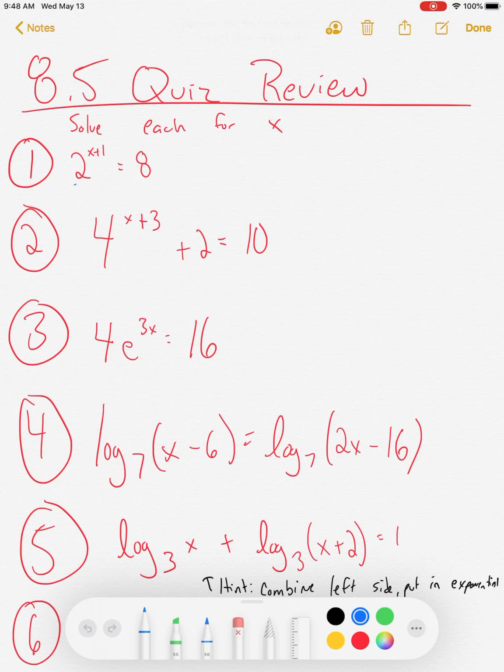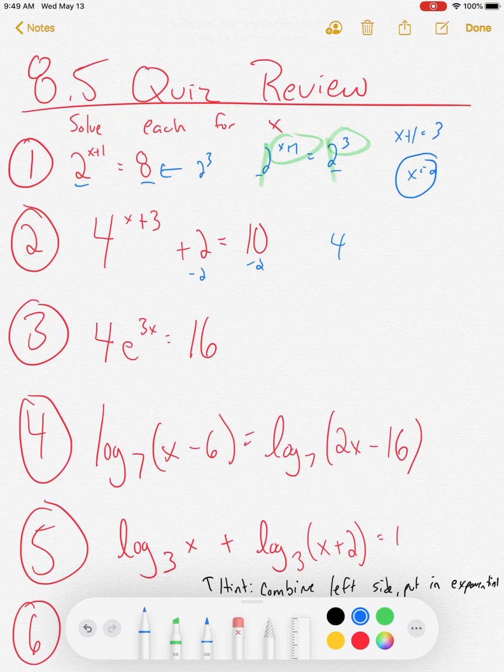For number one, hopefully the first thing you realize is that these are both powers of 2. So I can rewrite 8 as 2 to the third, so it's 2 to the x plus 1 equals 2 to the third. Now, since I have the same base, just set the exponents equal. x plus 1 equals 3, minus 1, minus 1, x equals 2. And again, I needed the same base, so that number needs to be the same in order to set the exponents equal.